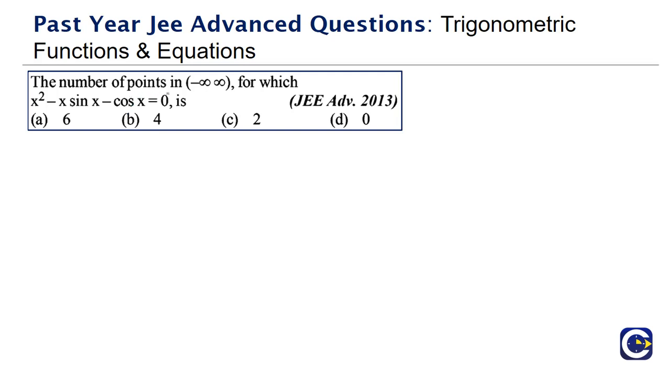The number of points in minus infinity comma infinity for which x square minus x sin x minus cos x is equal to 0 is. Options are 6, 4, 2 and 0. This is a multiple answer question, so it may have one answer or more than one answer.